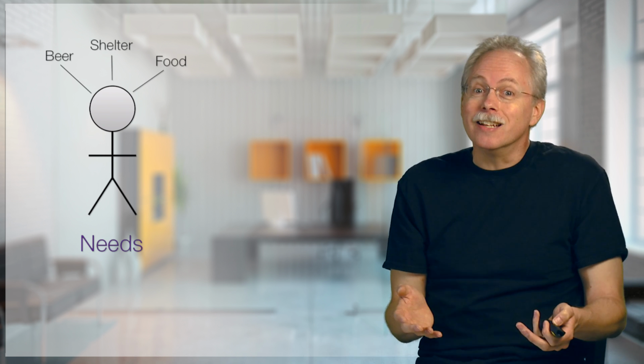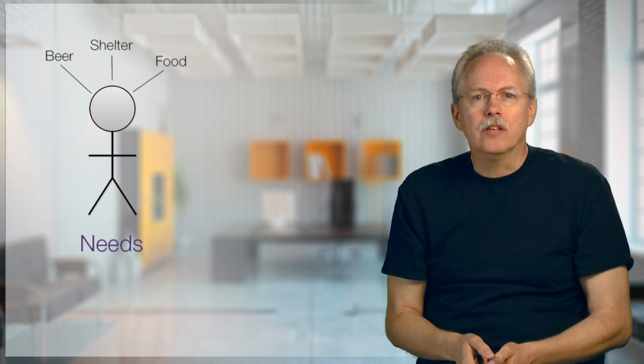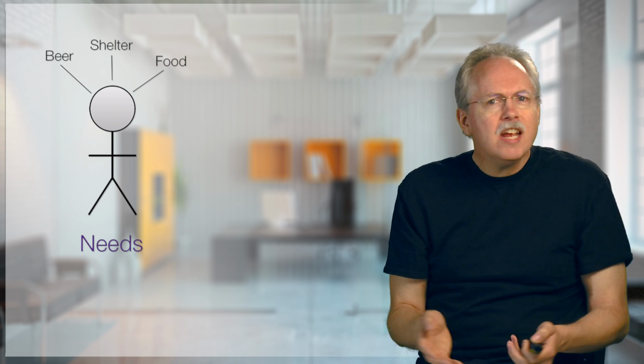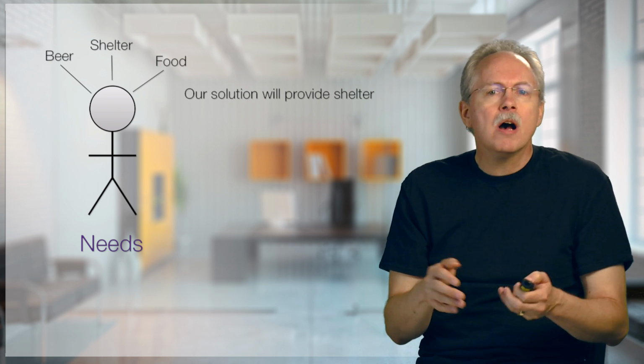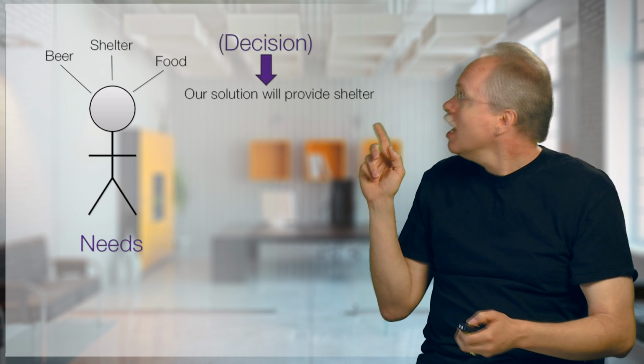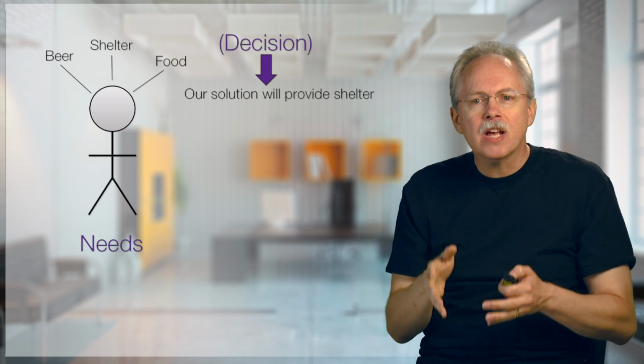So, for example, we have this person out here. And what are the basic needs of a person? Well, they're things like food or shelter or beer. Basic human needs. And in the world of software, we call these needs. We're pretty inventive, aren't we? And so we have all these needs. And at some point, among all the needs we have out there, we decide that our solution will do something about one of those needs. Here's the decision. Here's the point where we actually make that decision to impose something on implementation.